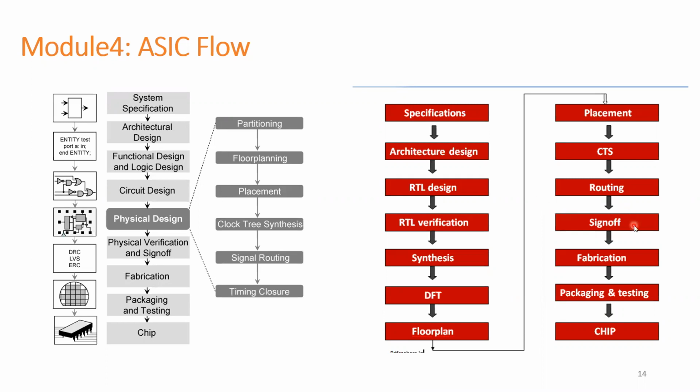Once all the targets are met, PPA targets are met, then we are good to tape out the chip to fabrication. PPA means power, performance, and area. All these three should be the main goal for a physical design engineer. It should be within these targets.